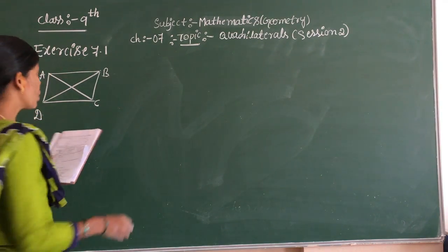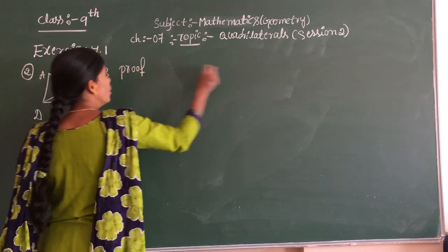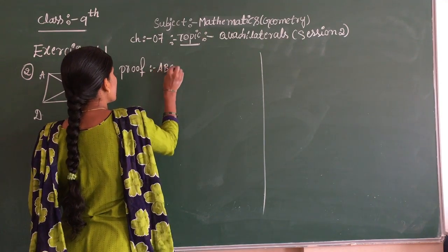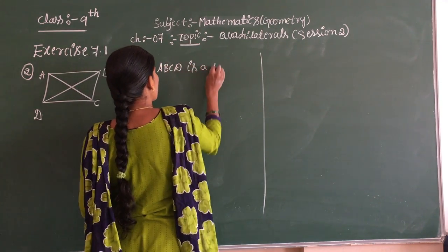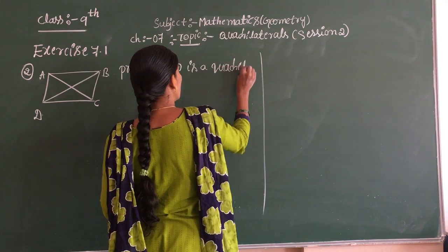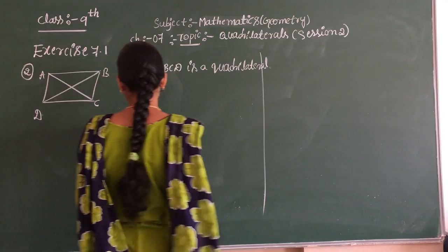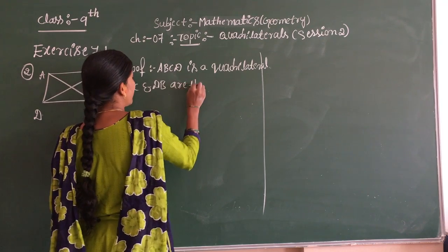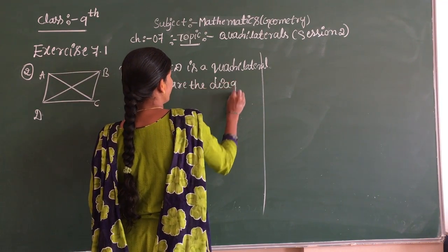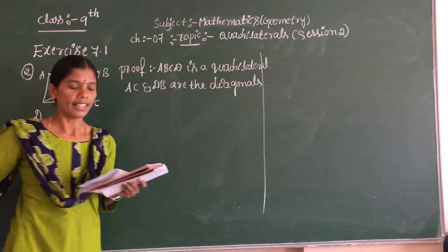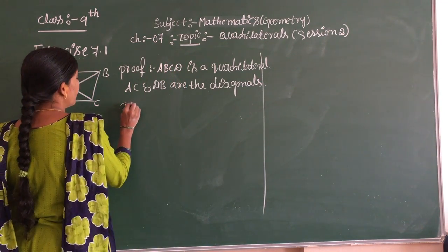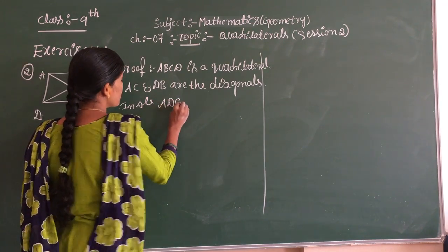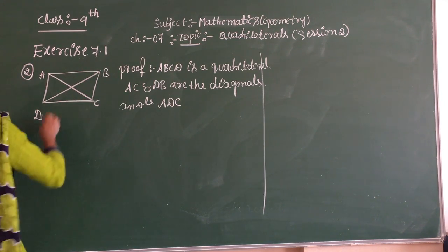Let's move on. You should write the proof. ABCD is a quadrilateral. AC and DB are the diagonals. In triangle ADC, we should say the chord ADC, children.